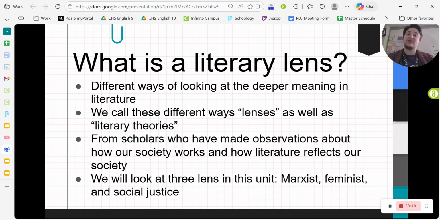We are going to be looking at three specific literary lenses in this unit, although there are many more. The three that we are looking at are the Marxist lens, which we will talk about today, the feminist lens, which we'll look at in 8.3, and the social justice lens, which we will look at in 8.4.